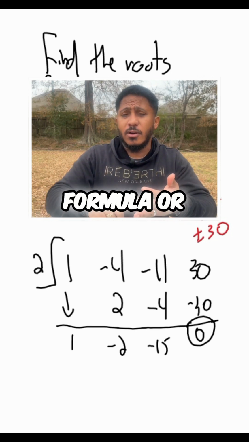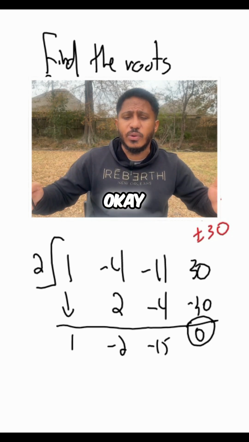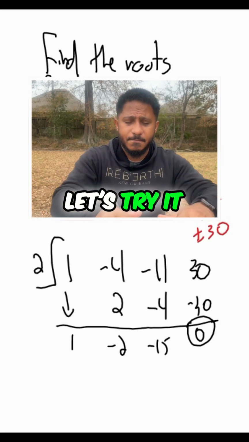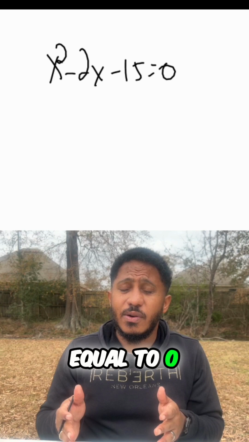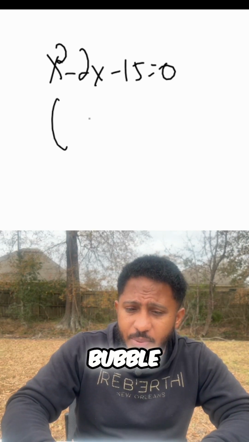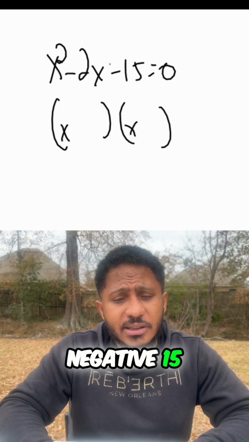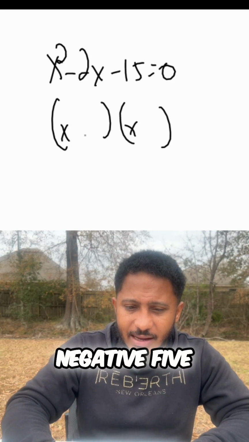And we can use the quadratic formula or factoring or completing the square or the square root property, any of those tools. Here, I think it's factorable. Let's try it. So we set that expression equal to 0. And here, again, it's factorable, right? We can just go straight to our double bubble. X and X. And let's see, we need numbers that multiply to give me negative 15 and combine to give me negative 2. So that's negative 5 and positive 3.